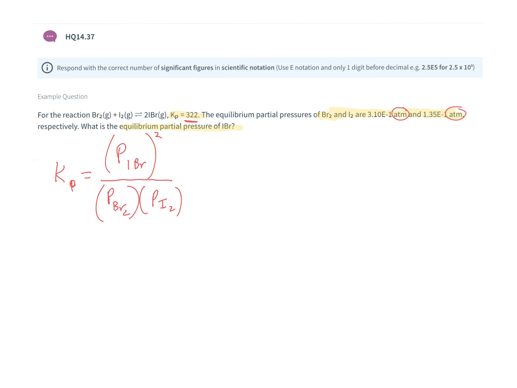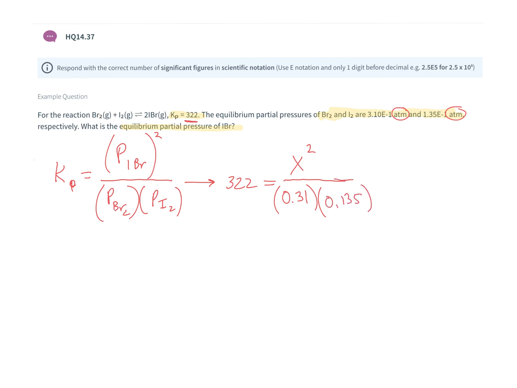The next step is plug in the values that we know. So I know Kp equals 322. I don't know the partial pressure of iodine monobromide, but what could I call it that would allow me to solve for that partial pressure? We could call that x, and because it's partial pressure squared, it would be x squared over the partial pressure of bromine, which is 0.31 atm, times the partial pressure of iodine, which is 0.135 atm.